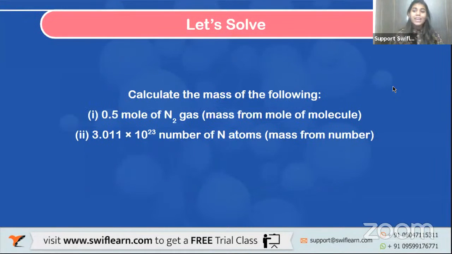Moving ahead, another question. Try to find out this. It's a similar question. Try to find out the answer, children. They have asked you to calculate the mass in 0.5 mole of nitrogen gas. So first what you will do, you will take out the mass of nitrogen, which is 14 gram, right? N2, so 2 into 14. And then what will you do? You will just multiply it with 0.5.